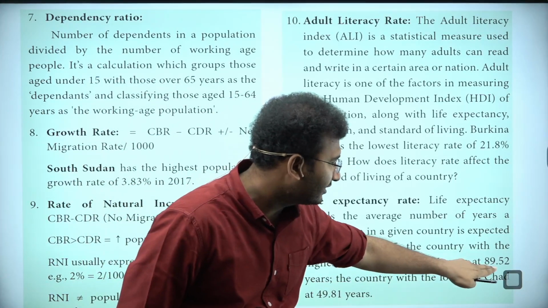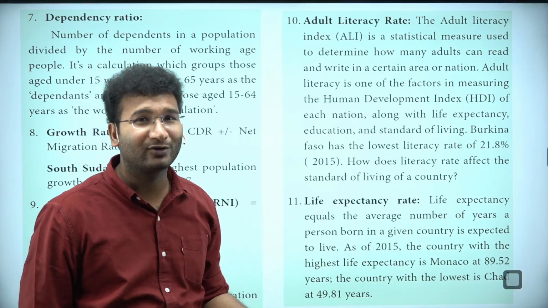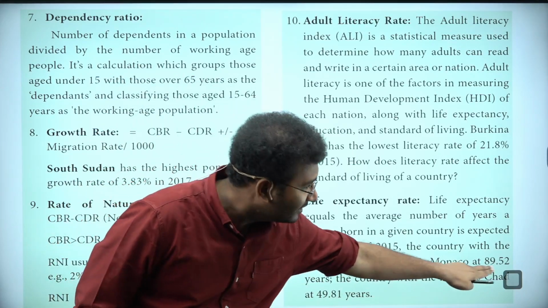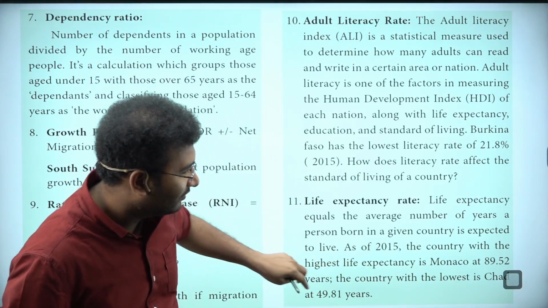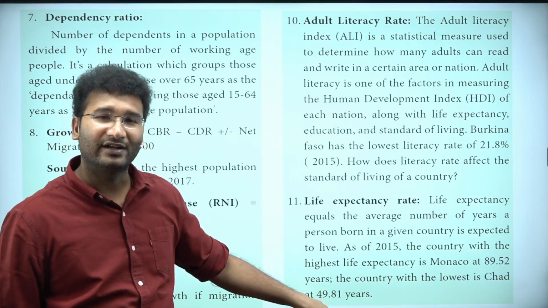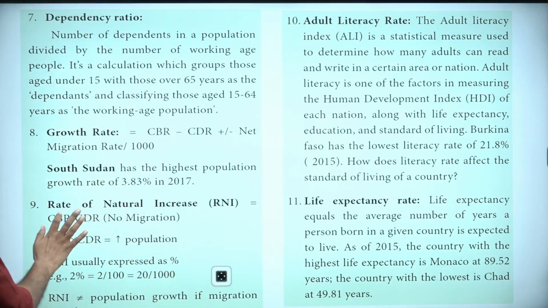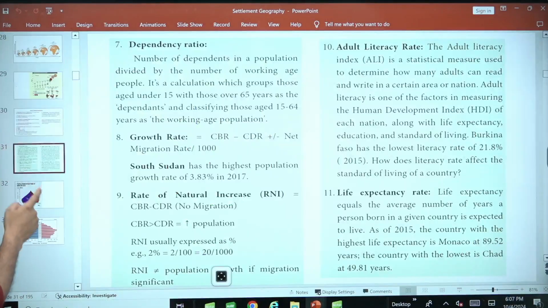Monaco has 89.5. If you're born in Monaco, the quality of life that you're going to have is better, so for that, it is 89. But if you're born in Chad or Niger, it is 49.81 because quality of life is not up to the mark. That means to say that there the water quality is not good.